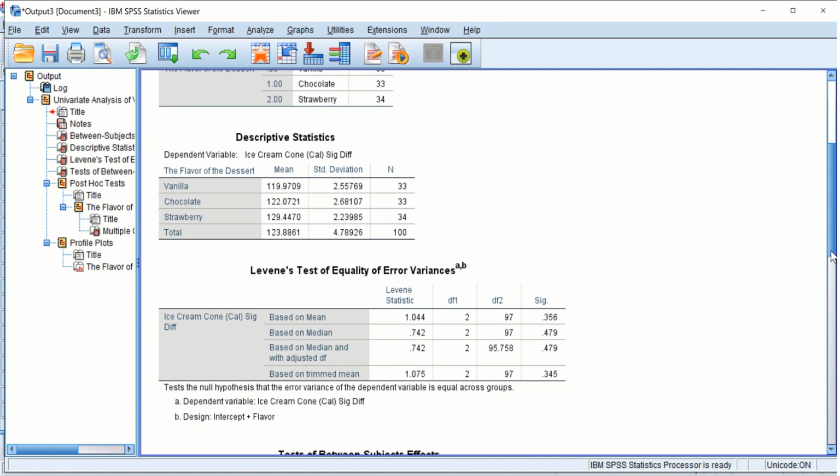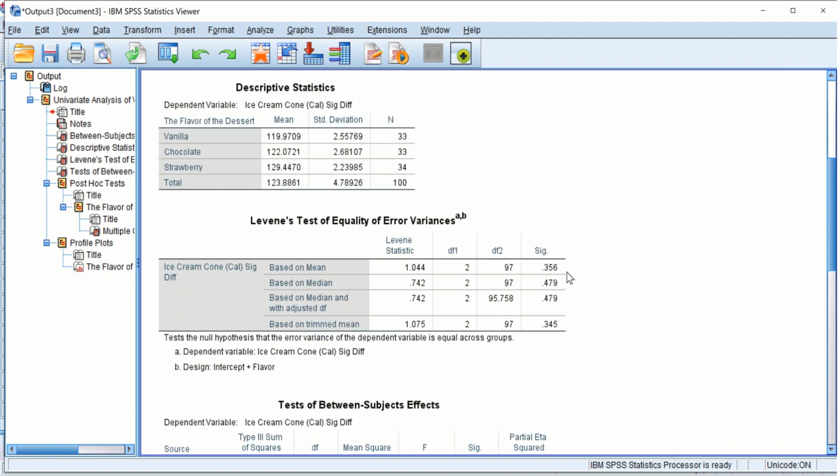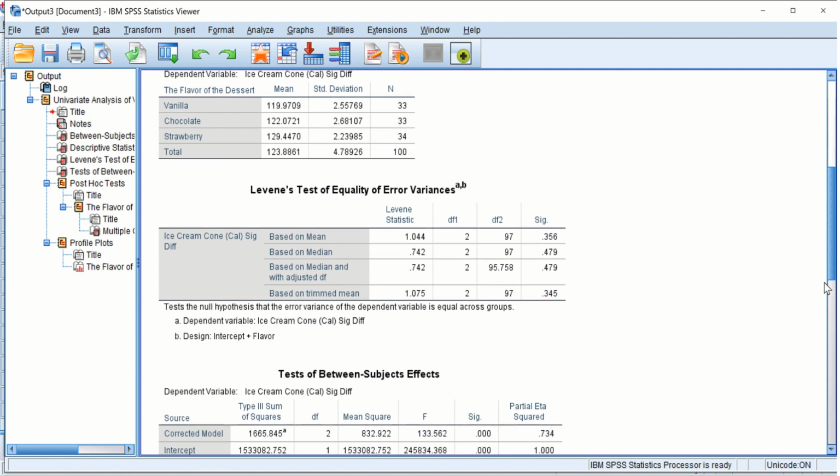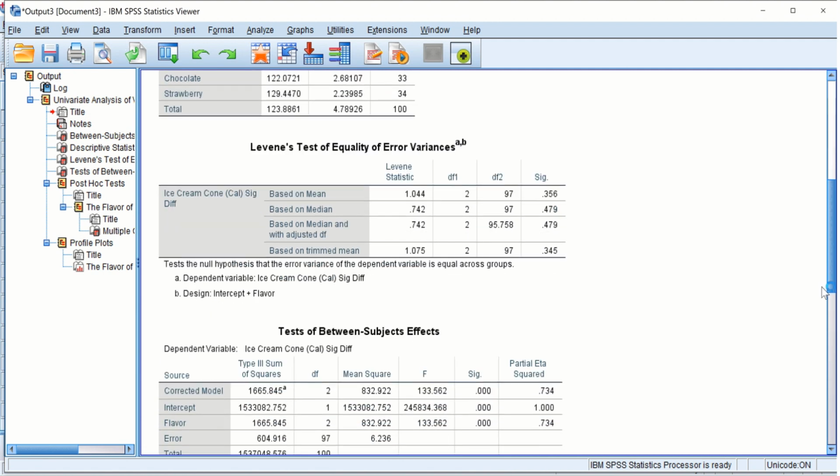Then we look at our Levene's test, which is testing homogeneity. As you can see, our value is 0.56, which is good because if it's less than 0.05, then you violated your test of homogeneity, and you have to use a different type of correction if you want to interpret your results. But since our value is over 0.05, we can go on and interpret the results.